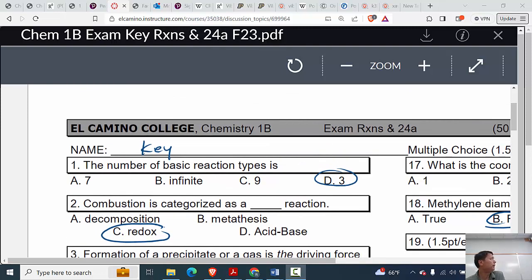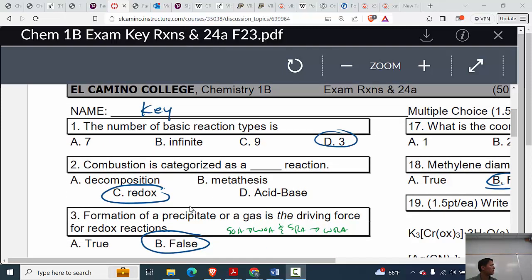All right. The number of basic types of reaction is 3. Do you guys want to go through this? Yeah? No? Yes? I just wanted to go through one of the reactions. Okay, we'll do that. We'll just quickly go through. What are the 3 basic types? Metathesis, redox, and acid-base.